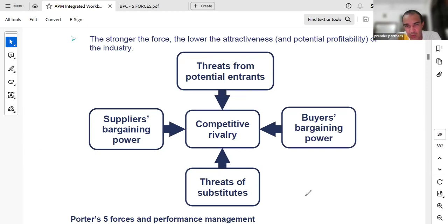So like that, I know you know this, right? So like that, you need to look at the five forces to understand whether an industry is attractive or not. Now tell me, if the strength of the forces are strong, profitability is high or low? If the strength of the forces are strong, profitability is high or low?